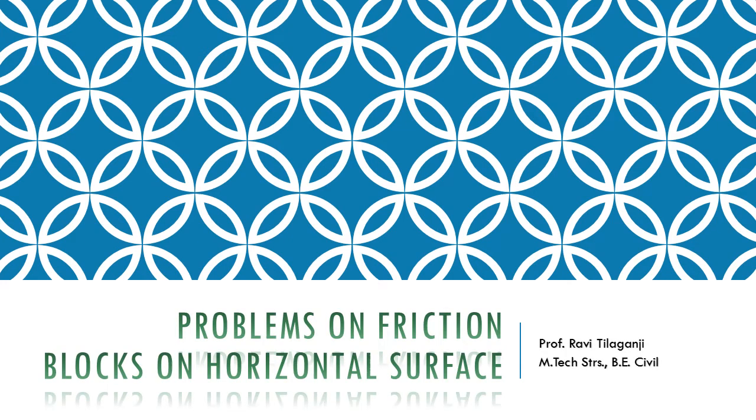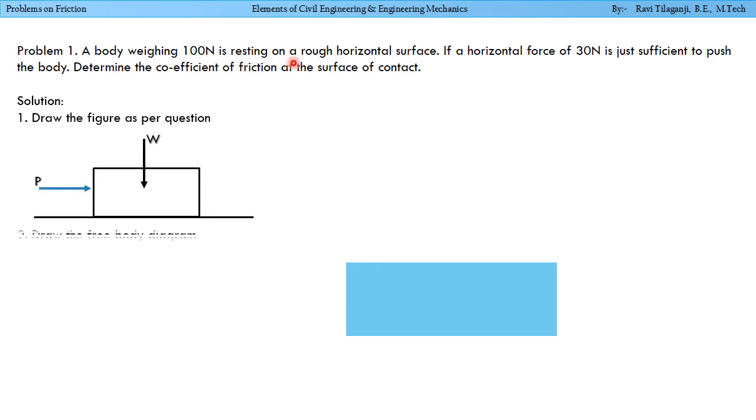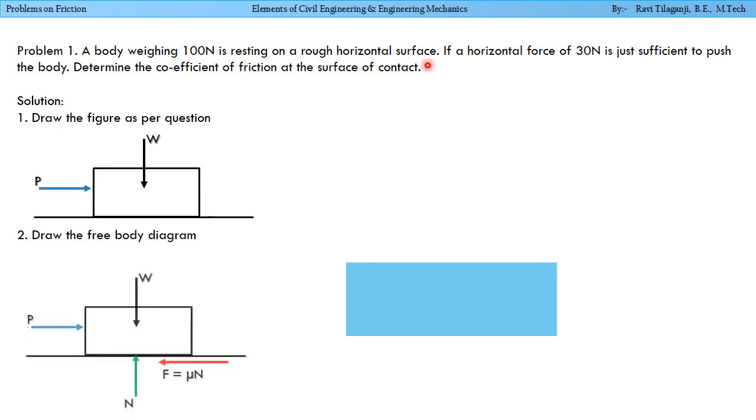Hello friends. So let us start with the problems on friction, blocks on horizontal surface. So today's topic will be related to horizontal surface blocks which are acting on the friction. First problem, a body weighing 100 Newton is resting on a rough horizontal surface.